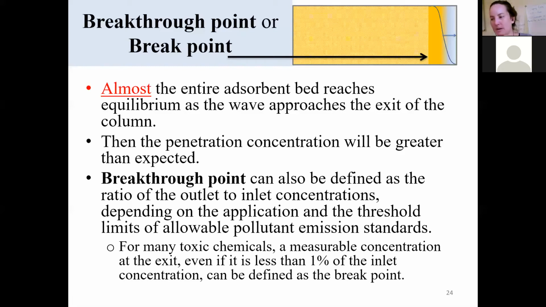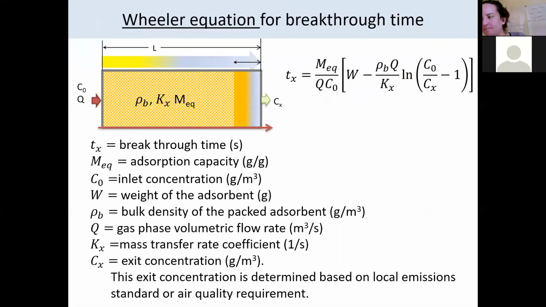It can also be defined as a ratio of the outlet to inlet concentrations. It's not always a concentration, but we'll see in the equation that's commonly used, it's set as a ratio. So when 1% of the inlet concentration escapes, or when 1% or 10% escapes. So 1% is a really typical value, where you say, okay, I want to know the time it takes until 1% of my pollutant starts to escape. And the equation that is used for this, we're not going to derive it, I'm just going to show it to you. It's the Wheeler equation for the breakthrough time.